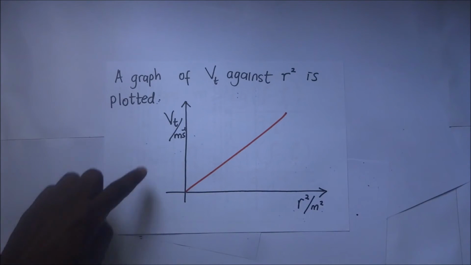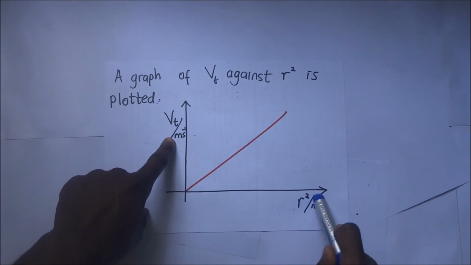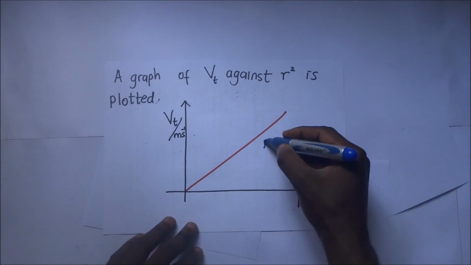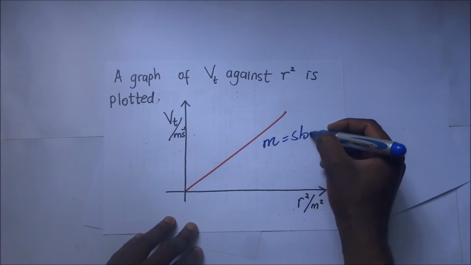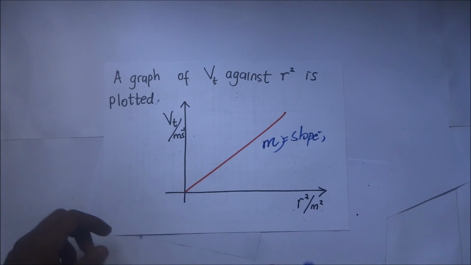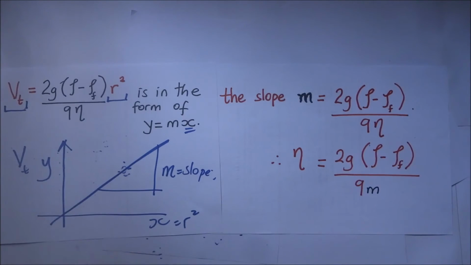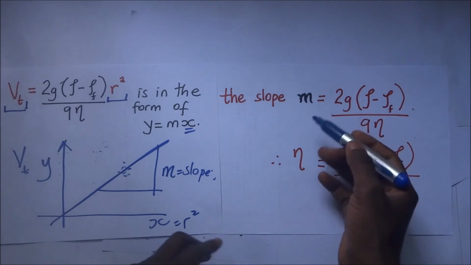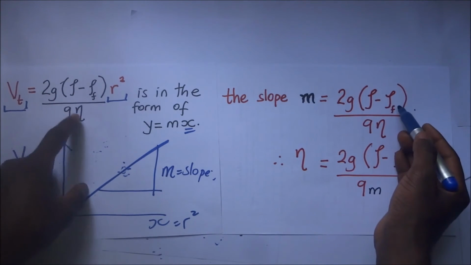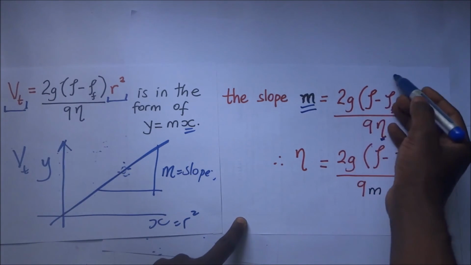We draw a graph of Vt, which is in meters per second, against r squared, which is in meters squared, and get the slope of that graph, which we shall call slope m. This slope of the graph is equal to the expressions that are constant in our expression. Our value of m here is equivalent to 2g times this expression, divided by 9 times the coefficient of viscosity. So that is the slope. Our value of m is equal to this.